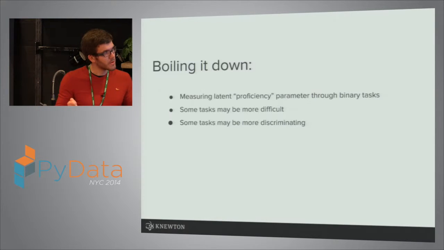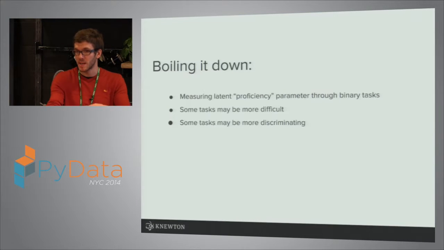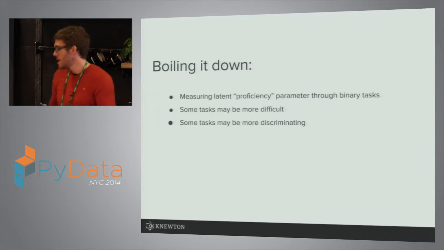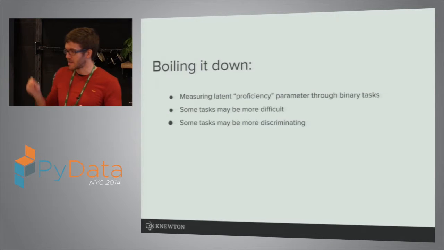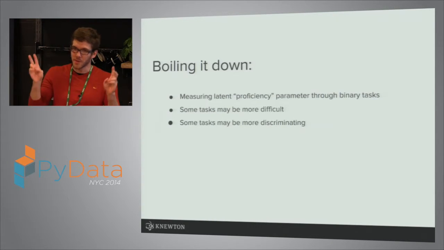But one thing that we will have some control over is that tasks are different. We can distinguish between tasks. Tasks can have properties. Some might be more difficult, some might be more discriminating. That's going to be one thing that we have some control over. And moreover, there's a subtitle of this talk: other settings.